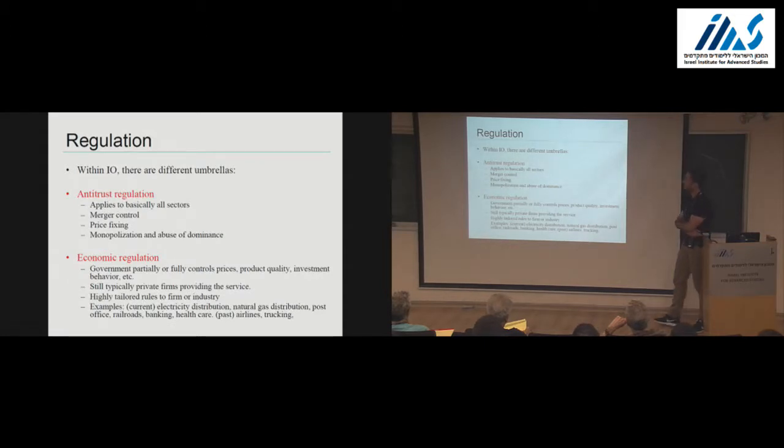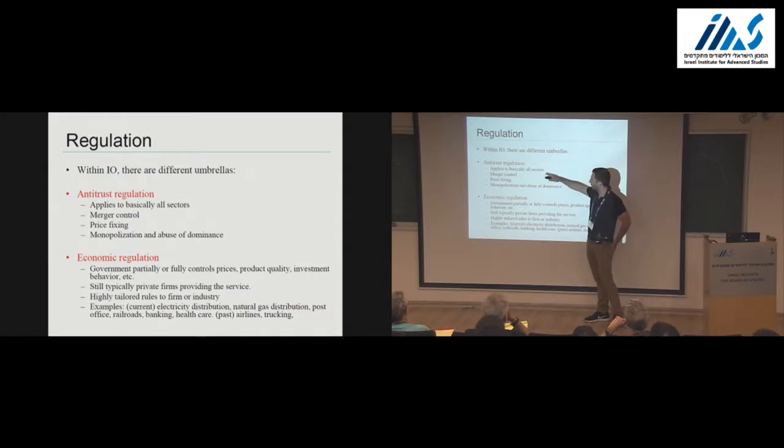Within I/O, I can identify 3 umbrellas of regulation. The first is antitrust regulation. What's specific to antitrust regulation is that it applies to basically all sectors, compared to economic regulation, which is very sector specific. These are rules that apply to all sectors: limits on who can merge with whom, and also coordination between firms and price fixing or otherwise, as well as contracts that lead to monopolization or abusive dominance.